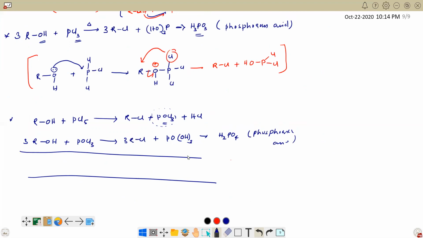So POCl3 and POCl3 get cancelled. So 4 moles of alcohol plus PCl5 gives 4 moles of RCl plus H3PO4 plus HCl. That's done.